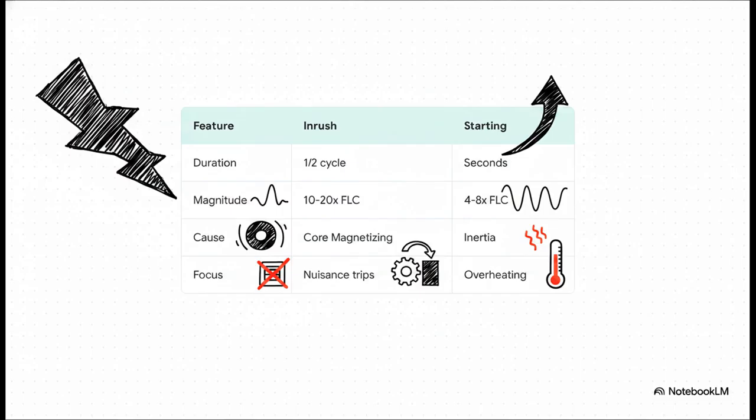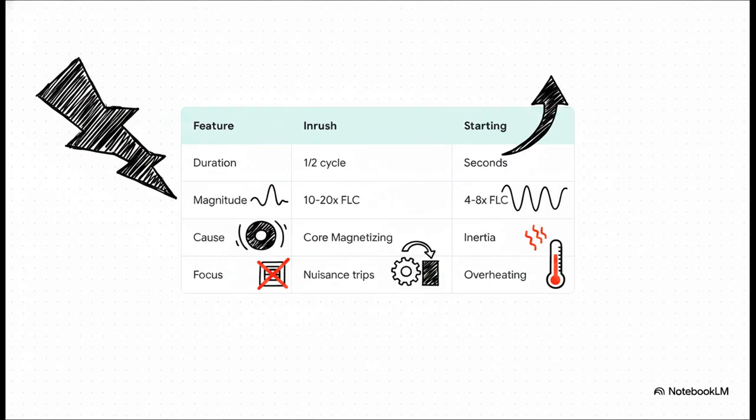First up, inrush current. Its duration is incredibly short, just a fraction of a cycle. Its magnitude is a massive spike, 10 to 20 times normal operating current. Why? Because it's desperately trying to magnetize the core or charge up capacitors. And its main focus for trouble? It causes those instantaneous, super annoying nuisance trips of your circuit breakers.